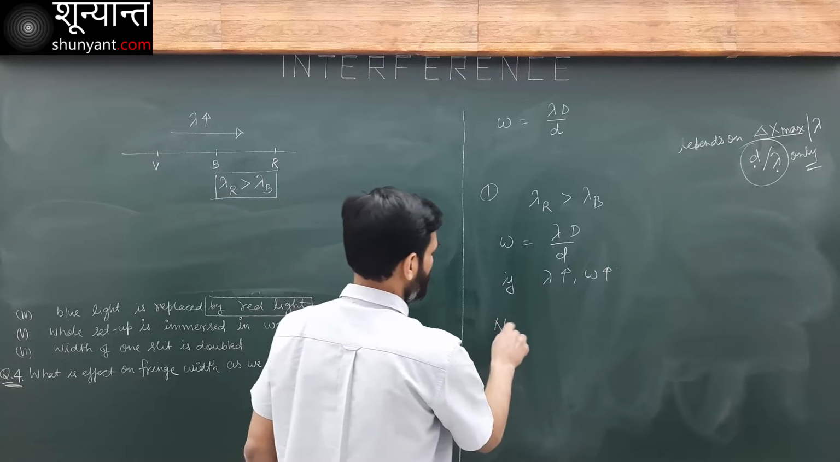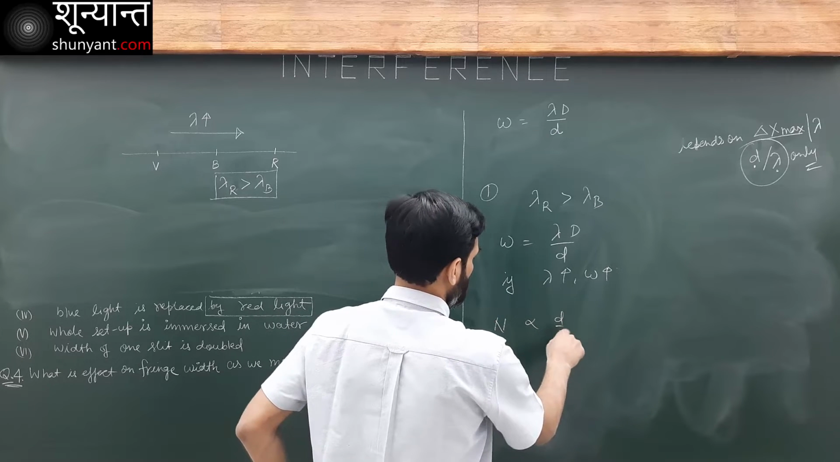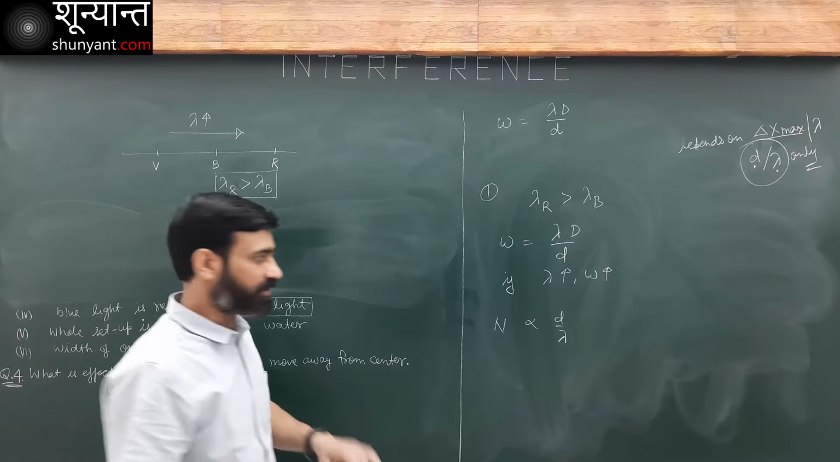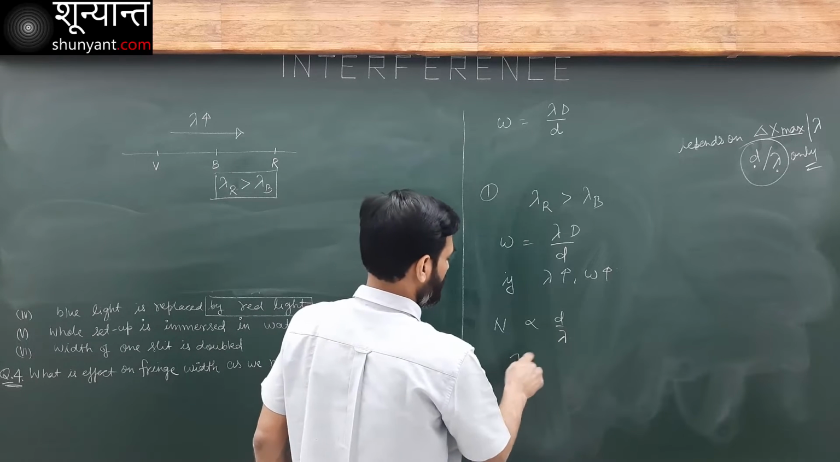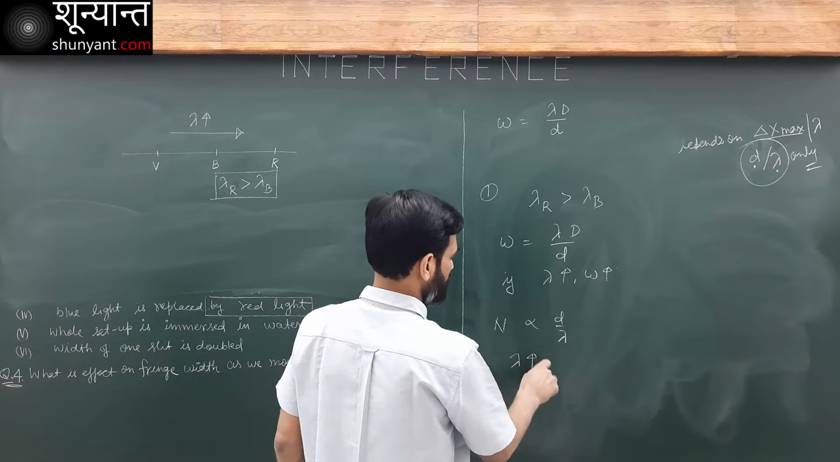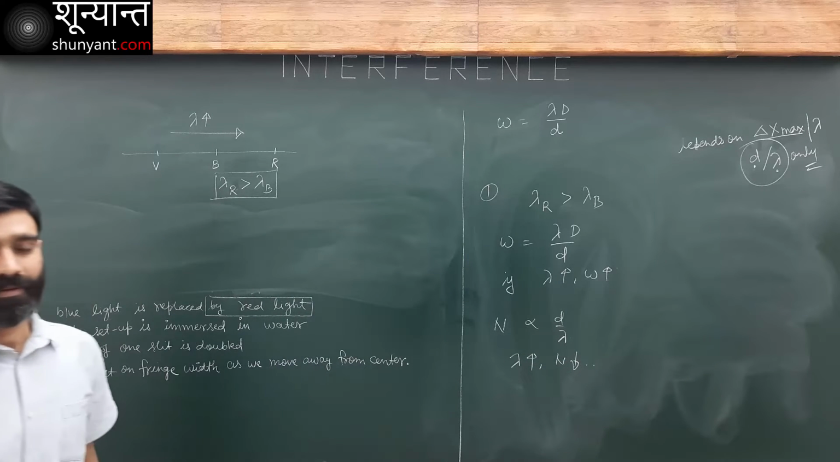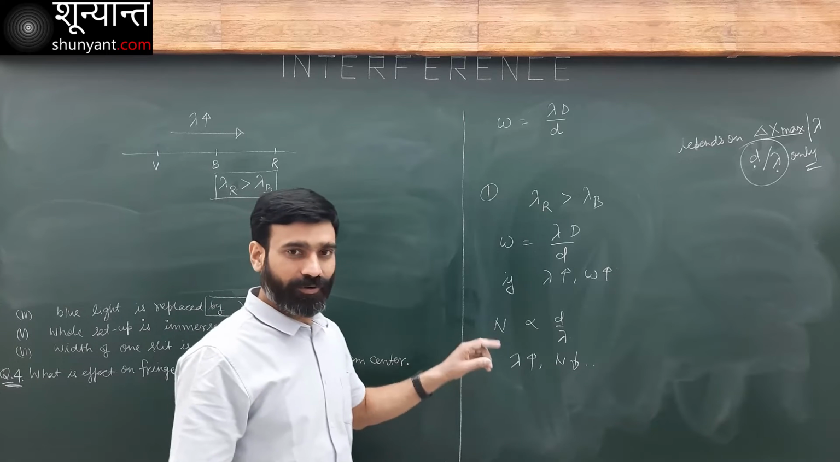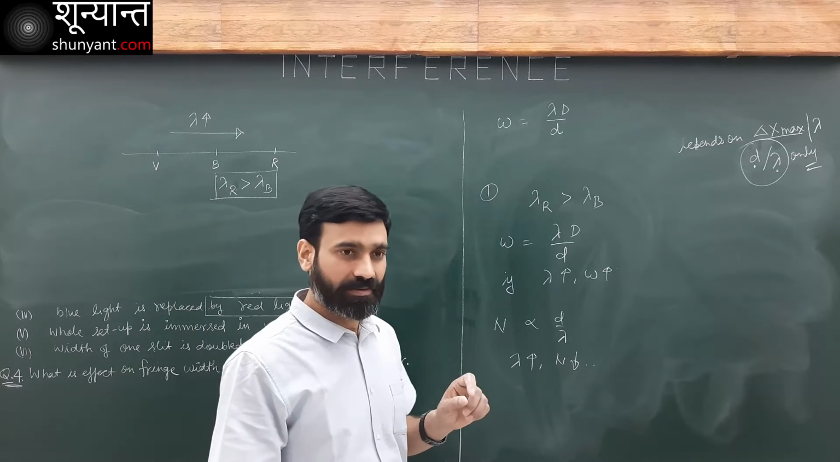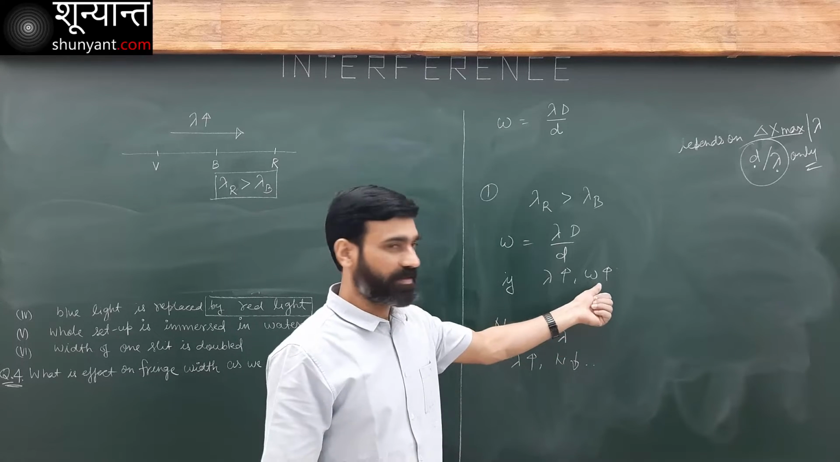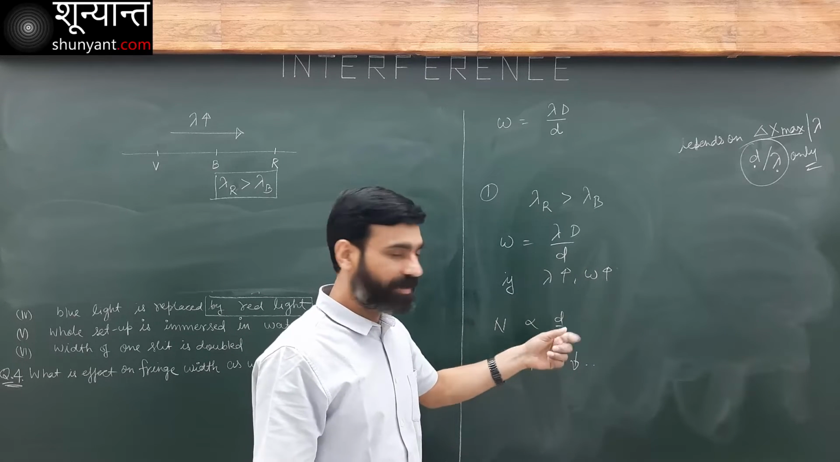Now what about the number of fringes? It's proportional to d over lambda. D remains constant, small d remains constant, but lambda increases. So the number of fringes will decrease. Number of fringes is decreasing not because fringe width increases, but because wavelength has increased.